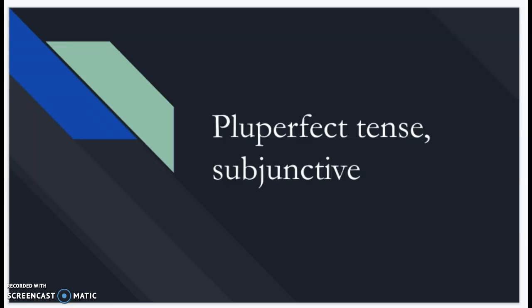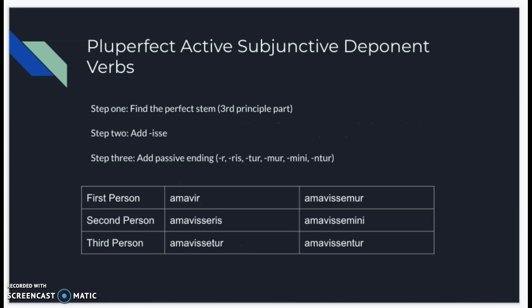So this is our Latin deponent verbs video for Pluperfect Subjunctive. For the pluperfect active subjunctive, the first step is to find the perfect stem, which is the third principal part. Step 2 is to add your -isse, and step 3 is to add a passive ending.